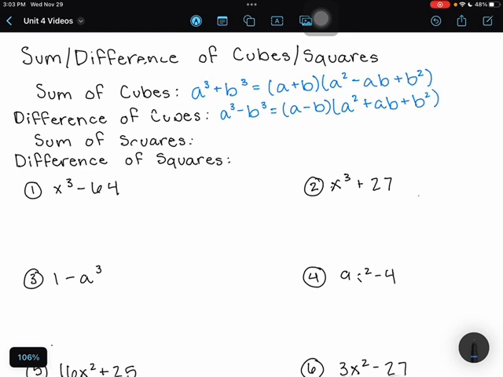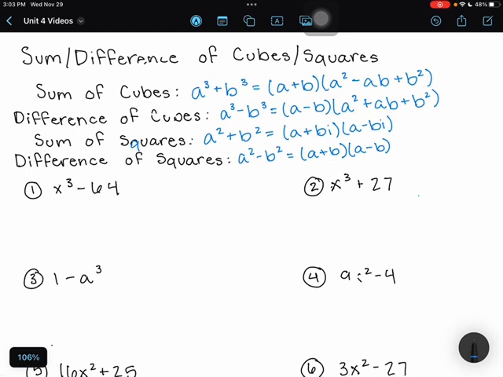Then we have sum of squares. So sum of squares is when we have a squared plus b squared, and that can be broken down to a plus bi and a minus bi. And then difference of squares, a squared minus b squared equals a plus b and a minus b.